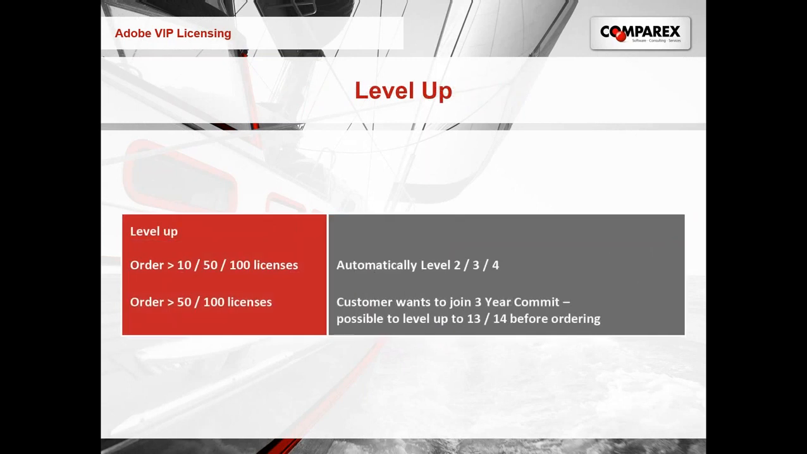Level up is something that happens automatically when purchasing 10, 50, or 100 licenses. This is for commercial and government. For education, it's 50, 250, and 1,000 licenses. If you want to join the 3-year commitment, then you'll need to purchase 50 or 100 licenses. With 3-year commitment, you'll be leveled up before ordering, so you can benefit from the 3-year commitment prices right away.